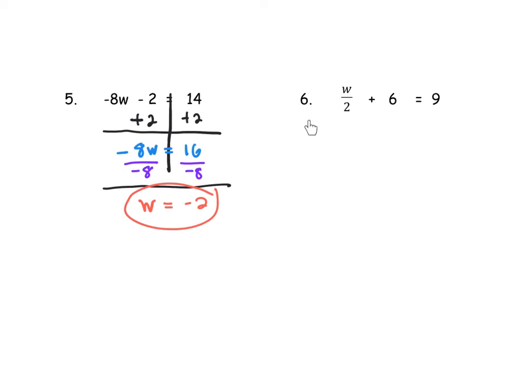Please write down the final equation. W divided by 2 plus 6 equals 9. What is the first solving step for this equation? The first solving step is to subtract 6. What's the resulting equation after you subtract 6?